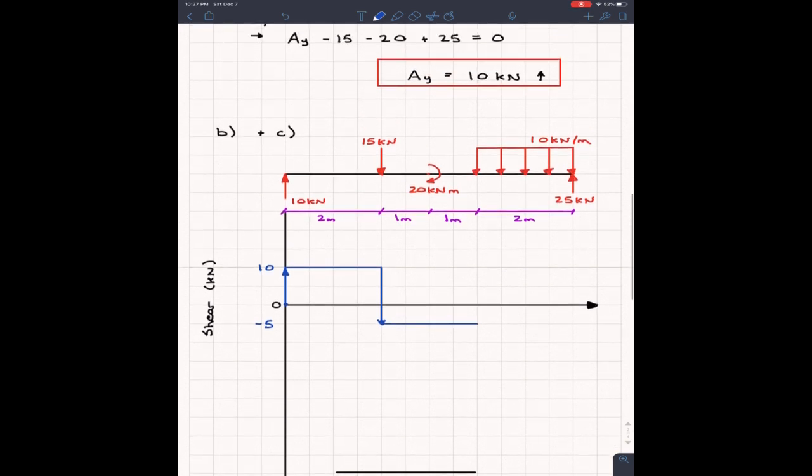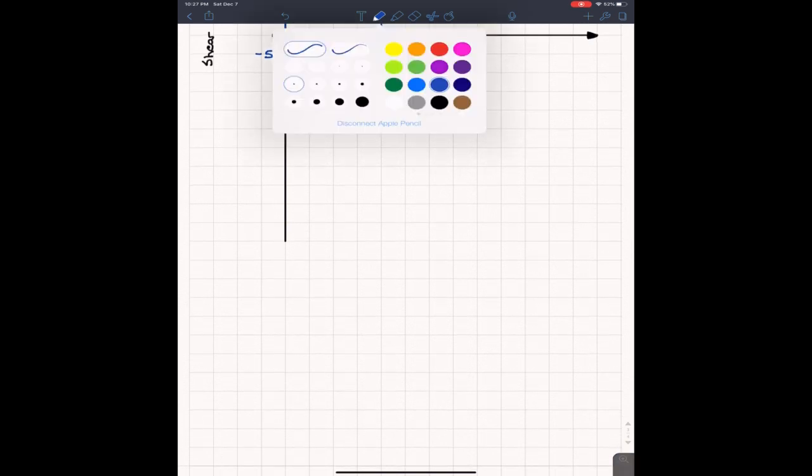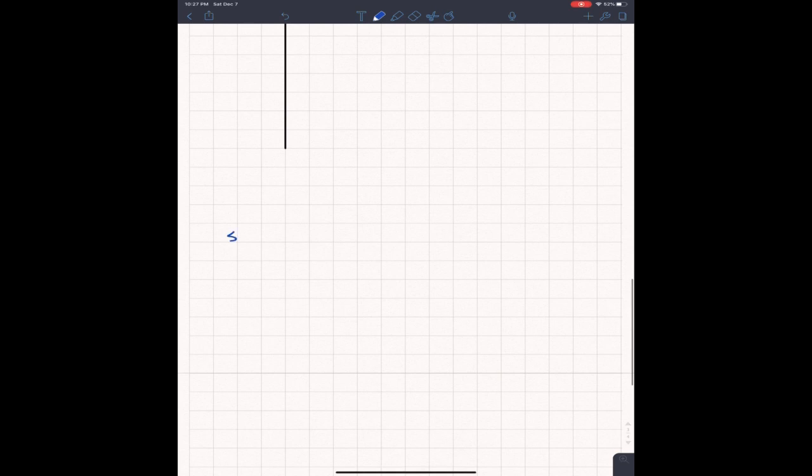So what I'm going to do now is we're going to look at the distributed load. And this distributed load is going to create some problems because it doesn't just jump up our shear diagram. It gradually decreases it or it gradually increases it, but it's not just a jump like the point loads. So what we do for this one is we say that our change in shear, which we call delta V, so this is the change in shear between 2 points, is equal to the area of the distributed load.